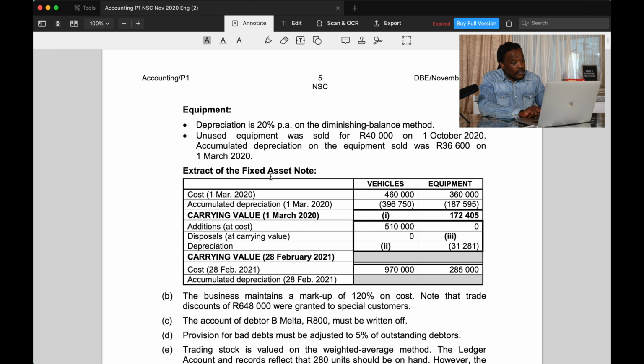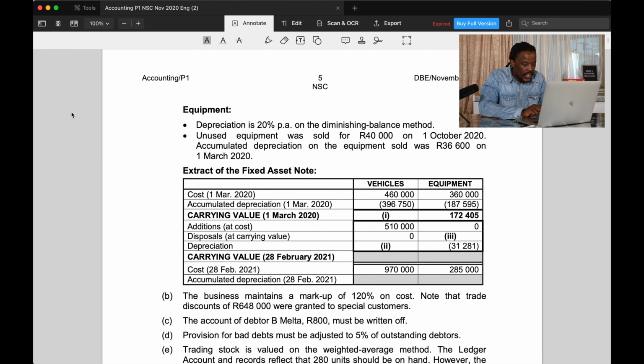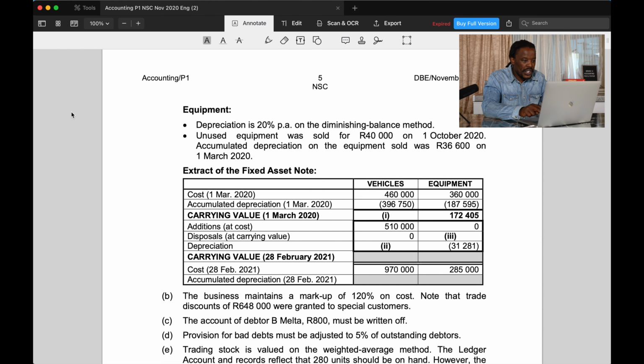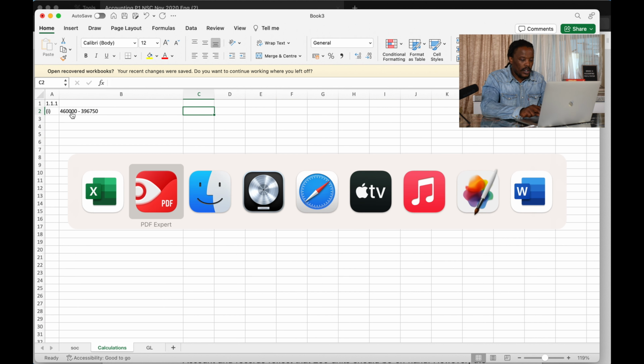You look at the extract of the fixed asset note, and Roman figure 1 is a free mark, because it's 460,000 minus 396,750. This is the answer. We already have the answer there. As quickly and precisely as we can, the answer is cost less accumulated depreciation: 460,000 less accumulated depreciation, 396,750, which equals to, that is your mark.